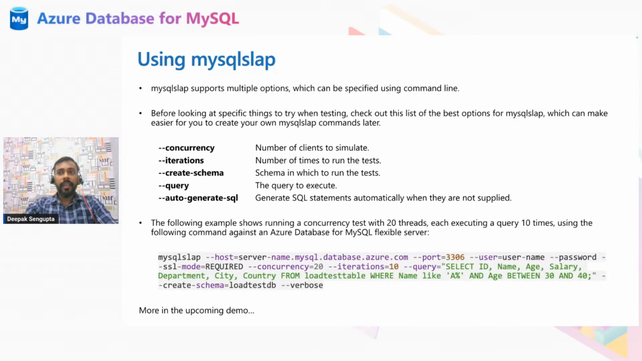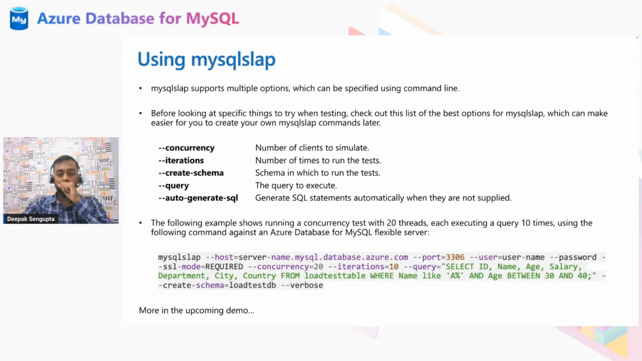The next is hyphen hyphen query, or you can say query as a parameter, which we will pass if we have a specific query. As I mentioned, if we have a specific query in mind for which we want to perform a stress test or a benchmarking test, we can use the query parameter along with the create schema parameter. We can combine both to ensure that we are running the query against a specific database.